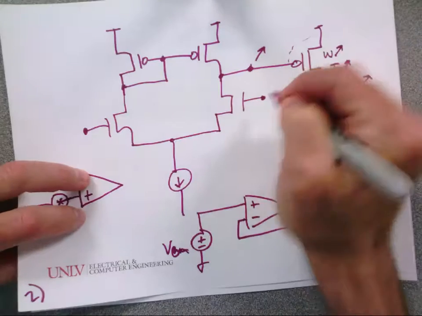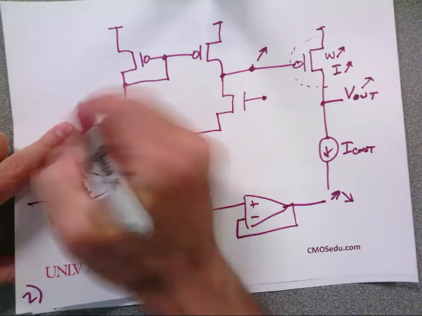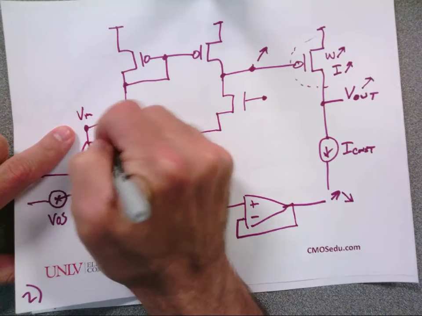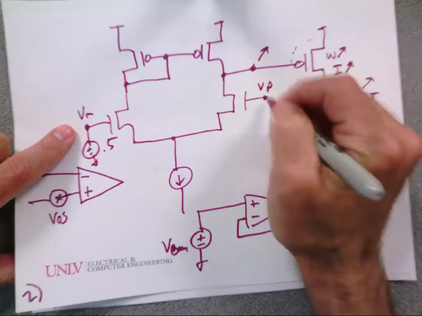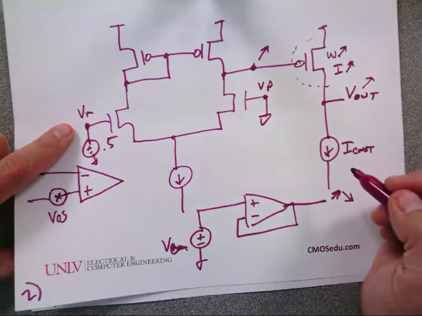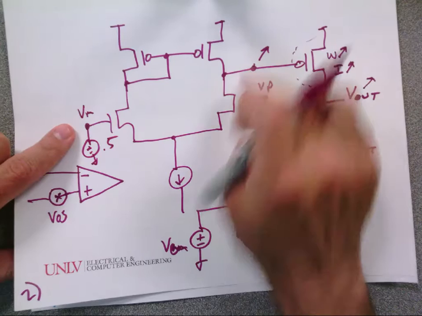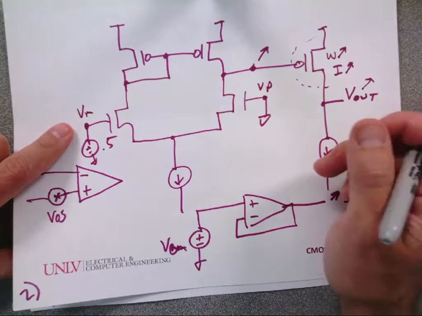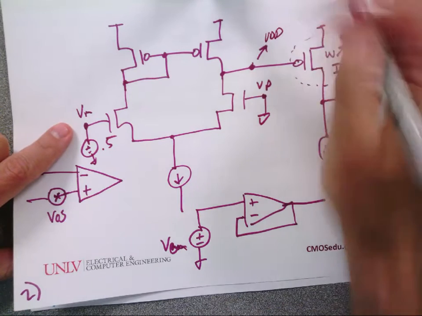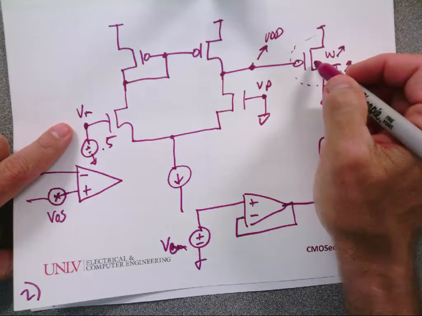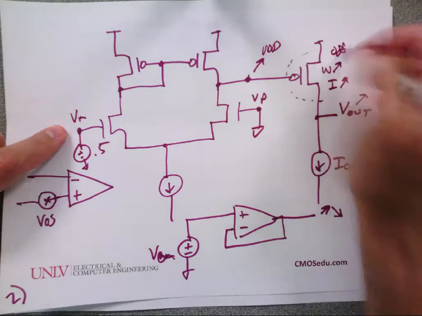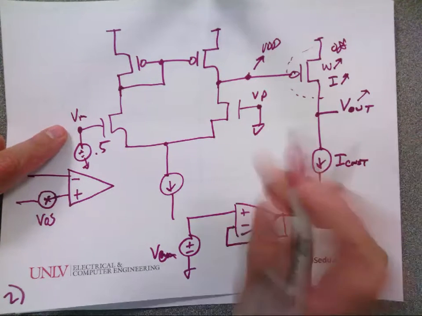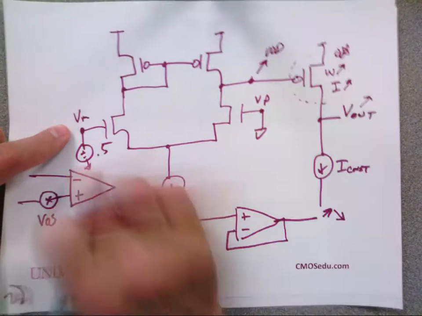Okay, so this is my minus terminal. So this is VM, and it's at 0.5. This is my positive terminal, and let's say it's at ground. So this is off. What happens here? Goes up to VDD. What happens here? What happens here? Goes to ground. In fact, it's going to stay at ground until VP gets close to 0.5.